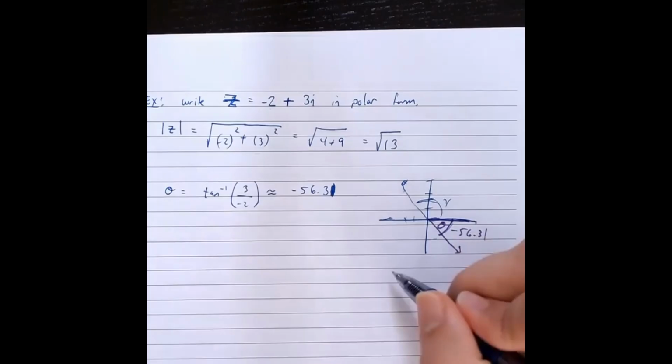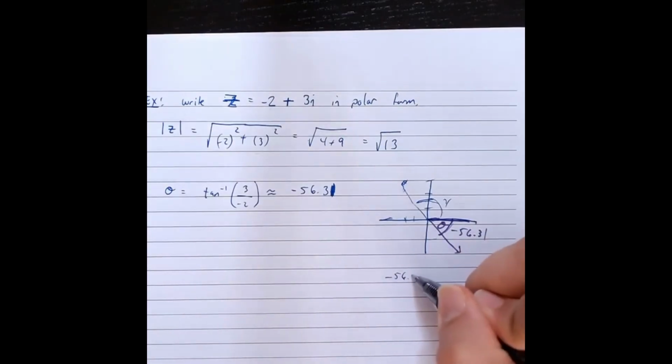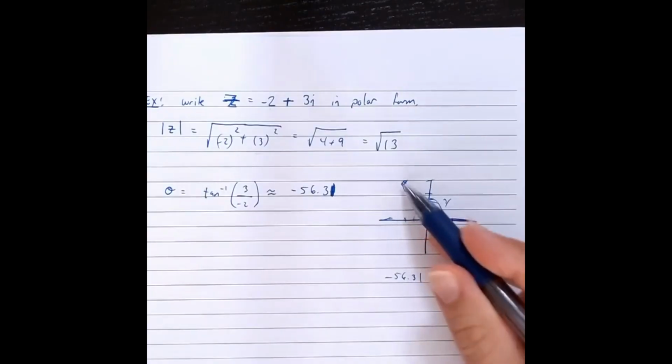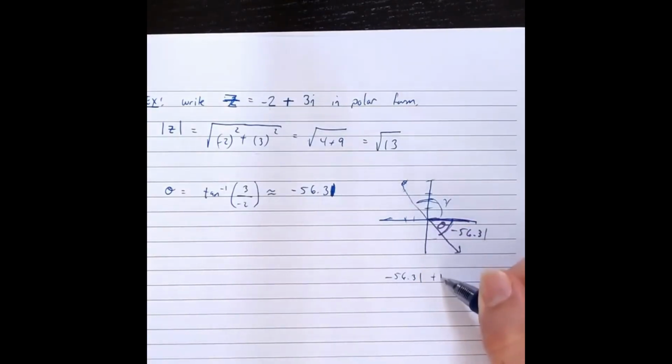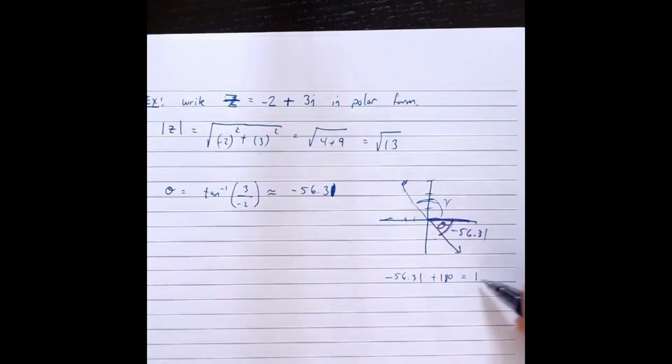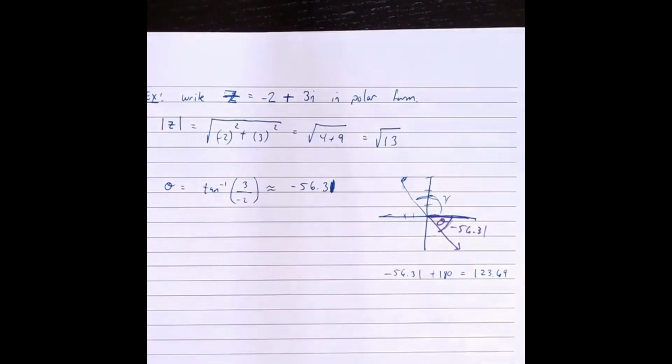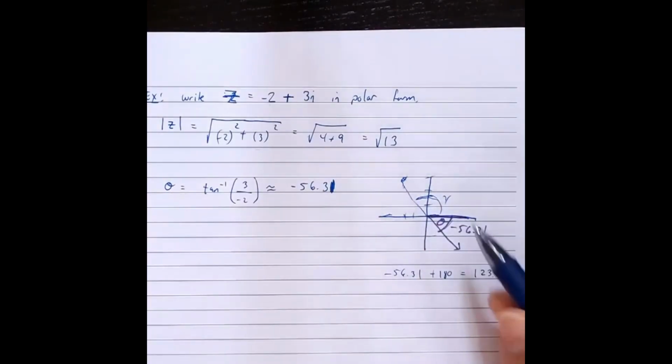All right? So let's take our negative 56.31. That starts us off down here at this vector. Now if I add 180 degrees, that'll put me in this direction over here. And if I add that, that's going to give me 123.69, which is the angle that I actually want. Right? So that's going to be our angle gamma.